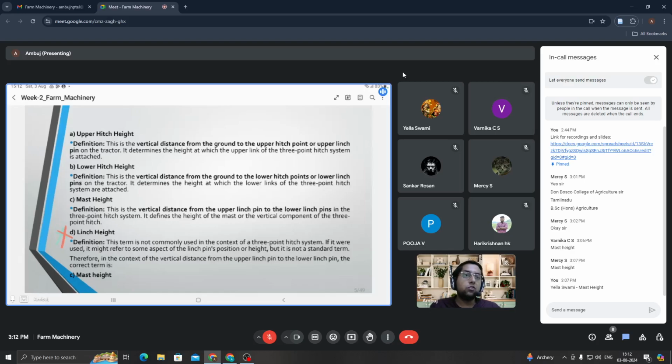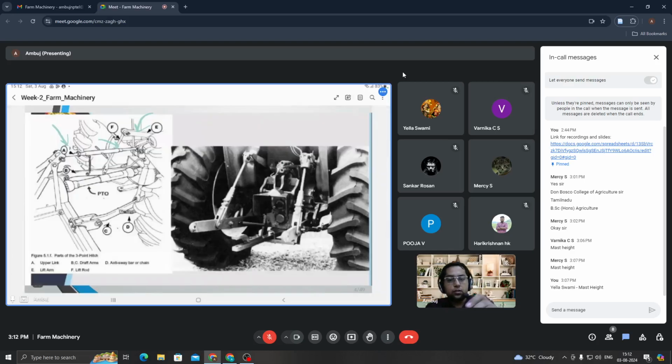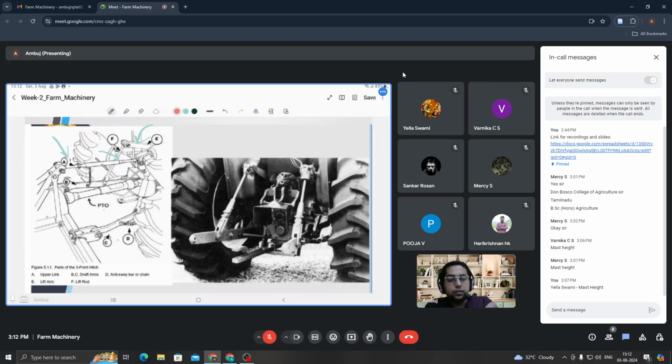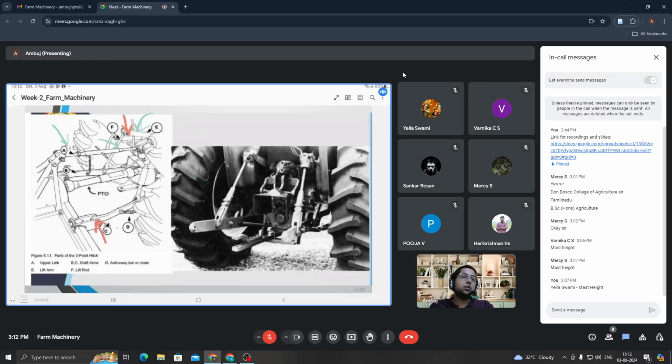Another term was lower hitch height. The definition is the same, but in place of the upper hitch point, there will be the lower hitch point. The vertical distance from the ground to the lower hitch point or the lower linchpin. This one. Just a second. This one is upper, and this one is lower. So this one is your lower hitch height.